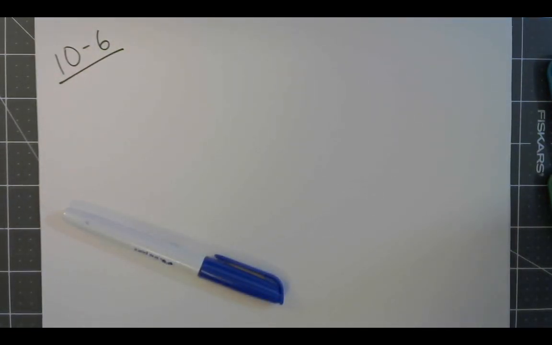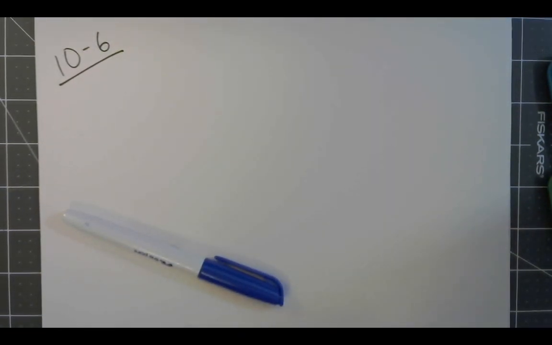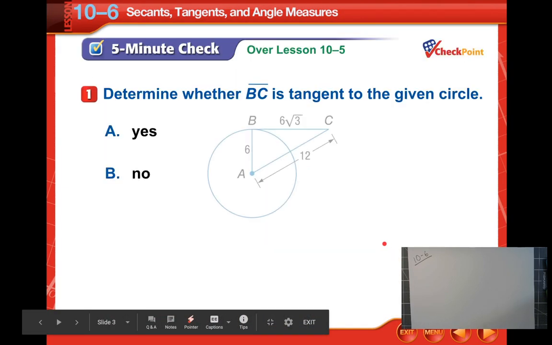Good morning, everybody. All right, we're going to jump into 10-6 today. And in 10-6, we are talking about secants, tangents, and a few other pieces. We'll start off, as always, doing a couple 10-5 review problems.